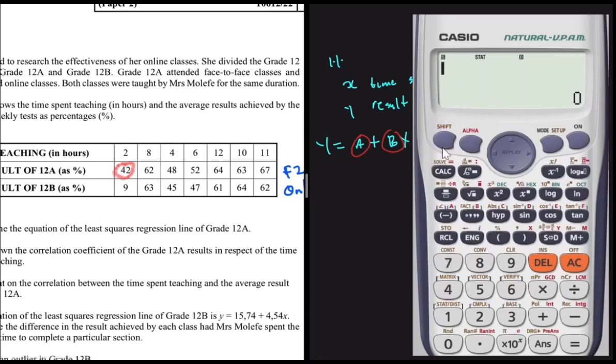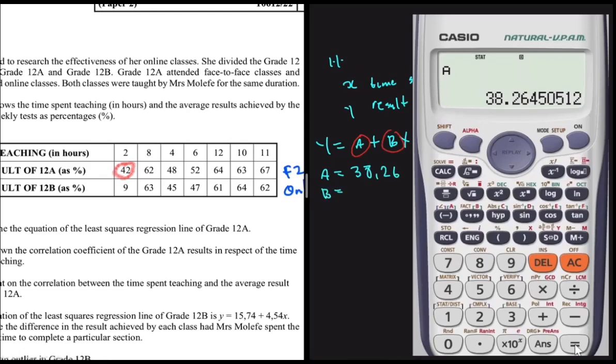We press shift, then 1, and this menu pops up. We want the least squares regression line, so we press 5 because that's where we have REG, regression. When you press 5, this menu pops up. You can see that on 1 we have A, on 2 we have B, and so on. We're looking for A, so let's press 1, and an A will pop up on your screen. You press equals, and you get the corresponding value. So A is equal to 38.26.